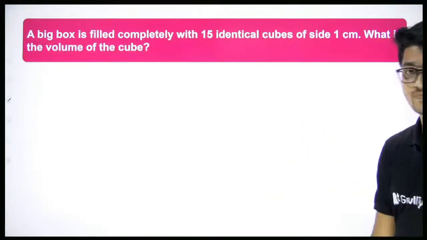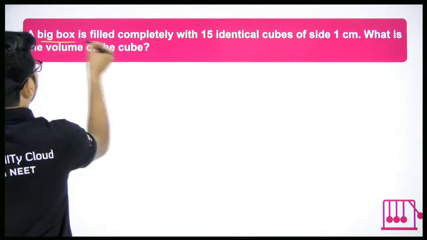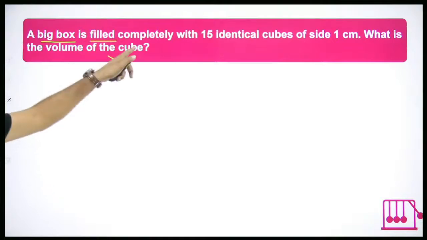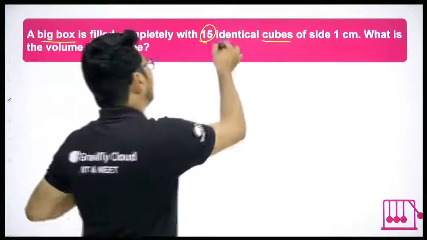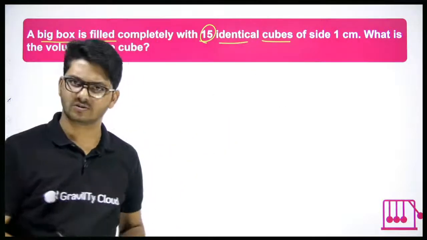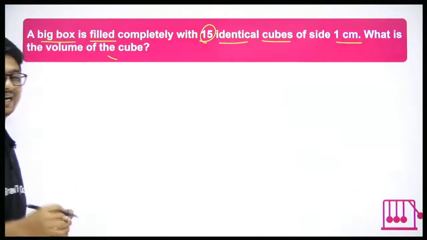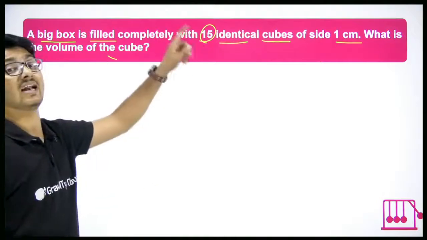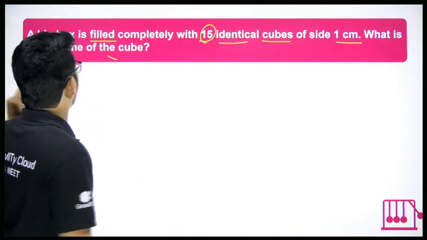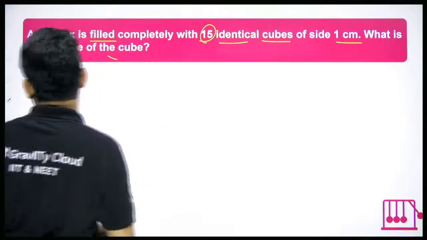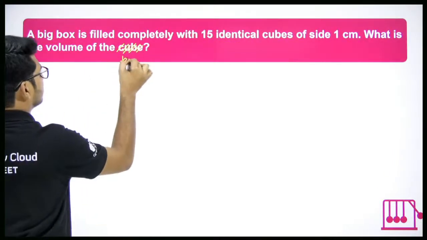Now let's continue. Another question for us. This I'll leave it to you. A big box is filled completely with 15 identical cubes. And what does identical mean? Identical will mean the similar cubes. Exactly same. Of side 1 centimeter. Each cube is of side 1 centimeter. And how many cubes are there? 15 cubes. All of them completely fill a box. What is the volume of, not the cube, but the box?